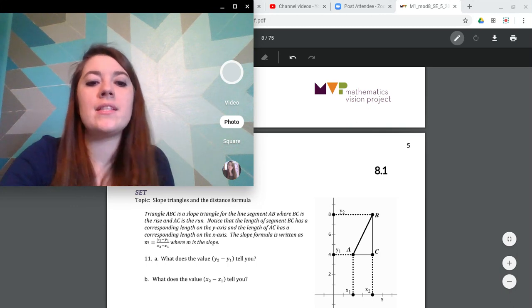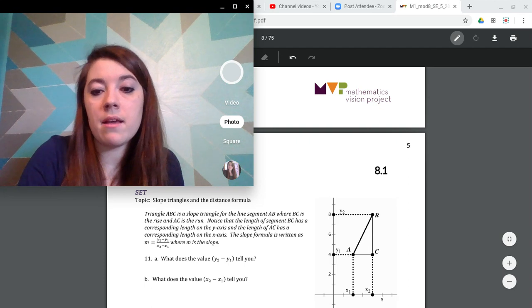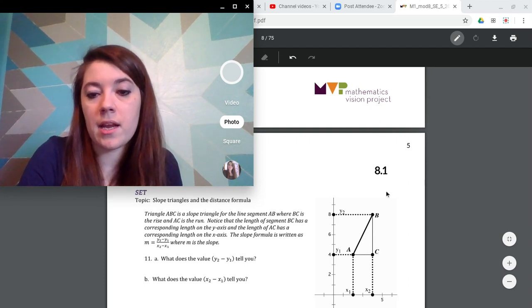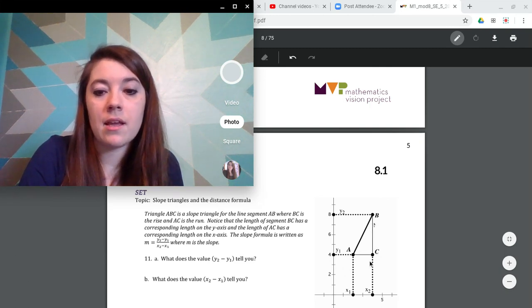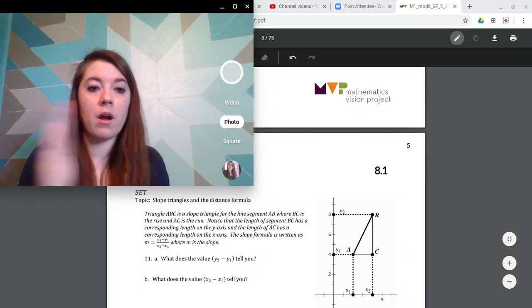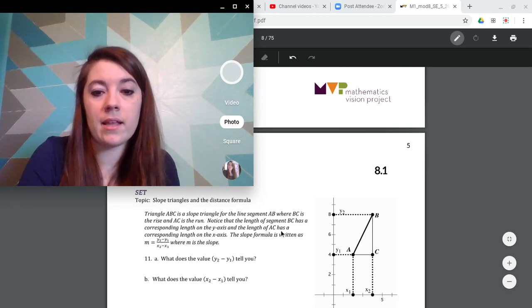Okay, so on this, it says triangle ABC is a slope triangle for the line segment AB. So we've got this slope triangle right here. AB is our line segment, where BC is the rise and AC is the run. So remember, rise is the going up and down, run is the going left and right. Notice that the length of segment BC has a corresponding length on the y-axis. So B, it's telling us, is y2 or 8. And the length of AC has a corresponding length.